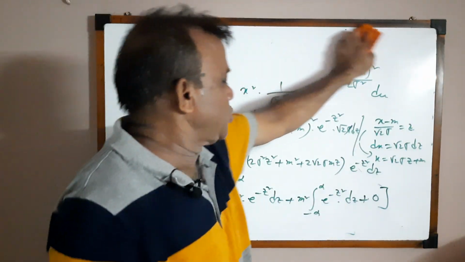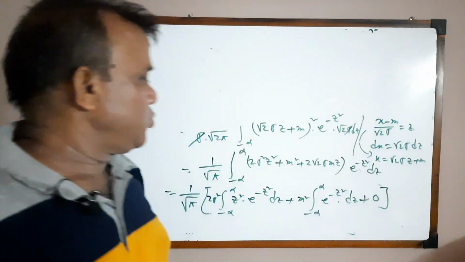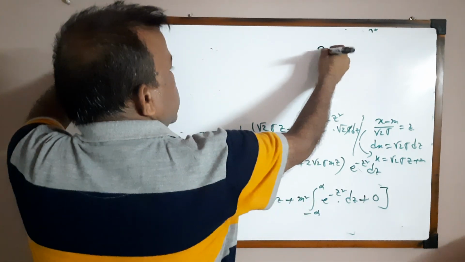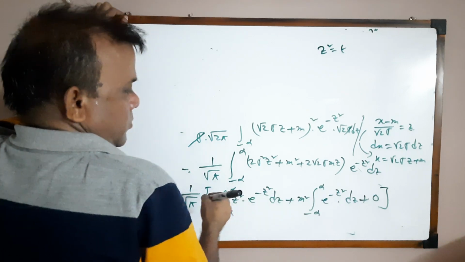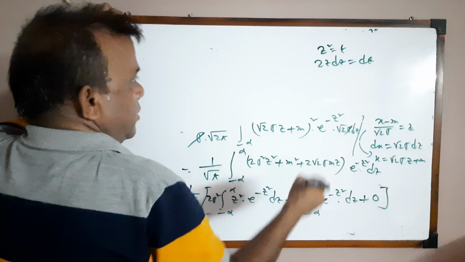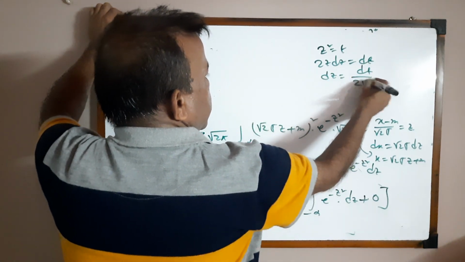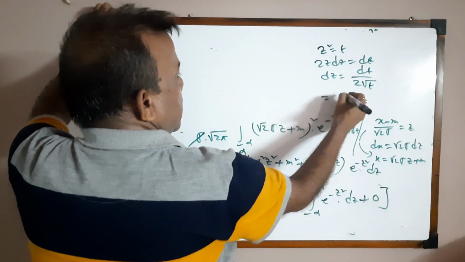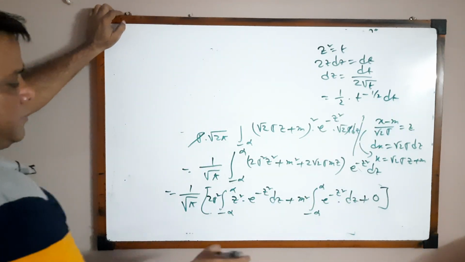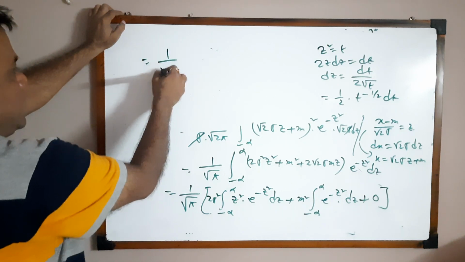Now we have to put z square equal to t to solve these two integrations. Okay, z square equal to t, therefore 2z dz equal to dt, therefore dz equal to dt by 2z, that means 1 by 2 into root over of t, half t to the power minus half dt. The limit will be unchanged.